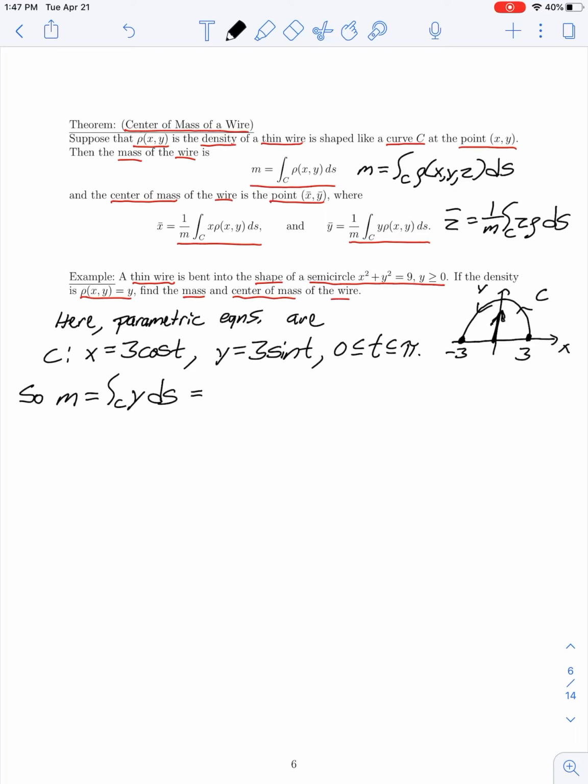So let's see what we have. Converting this to an integral in the parameter t, we are integrating from 0 to pi. Y is given by 3 sine of t, and then the differential of arc length ds is given by the square root of the sum of the derivatives of x and y squared. So here, for x, we have a derivative of negative 3 sine of t squared, plus for y prime, we have 3 cosine of t squared, all under the radical, dt.